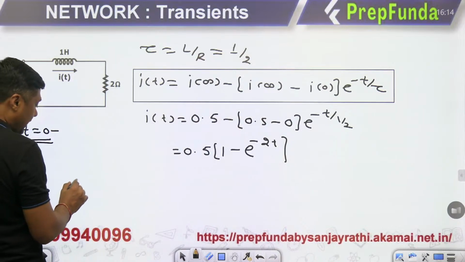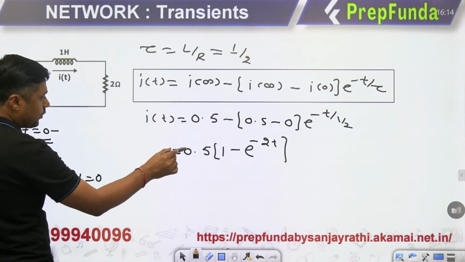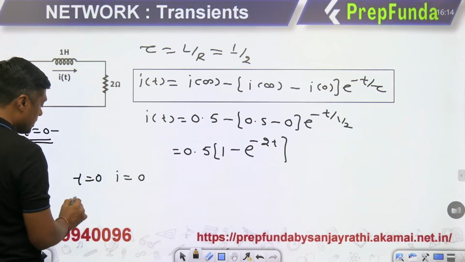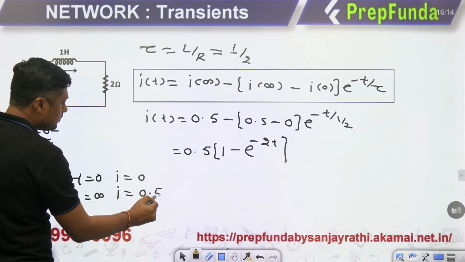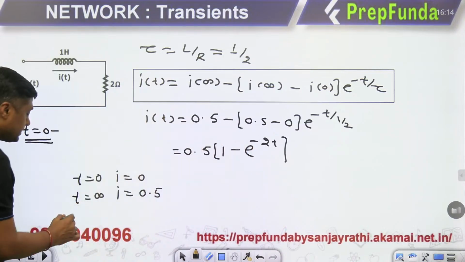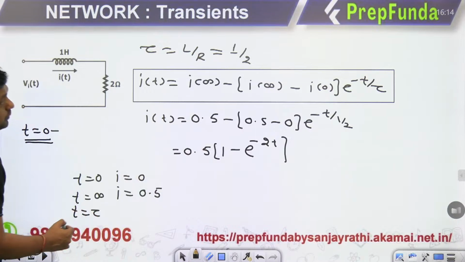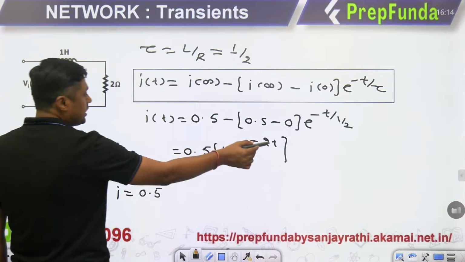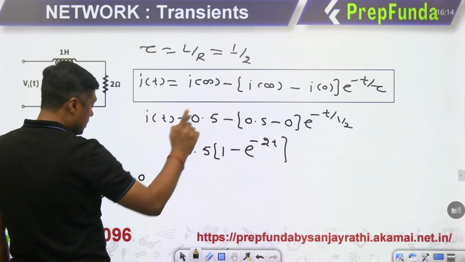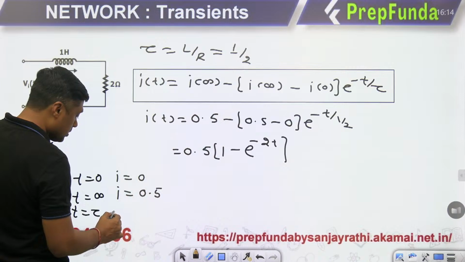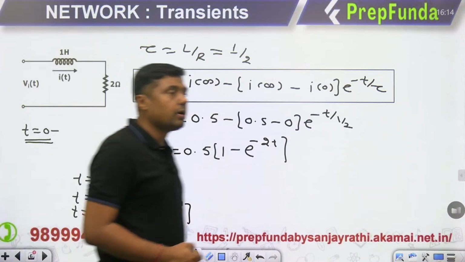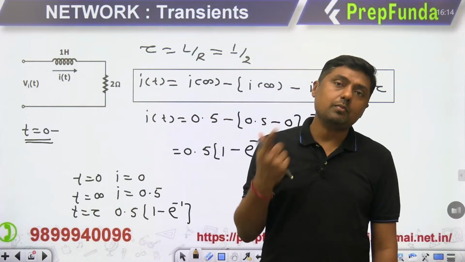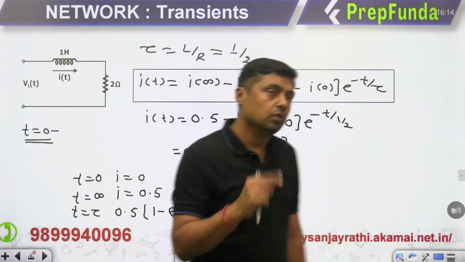Now, exactly at t equal to 0, you will get from this formula I is equal to 0. Exactly at t equal to infinity, I will become what? 0.5, because this term will become 0. But exactly at time constant, what is the time constant? 1 by 2. So when I am putting t is equal to 1 by 2, e raised to power minus 1, this value will become 0.5 (1 minus e raised to power minus 1). And what is the value of e raised to power minus 1? 0.368. So what is 1 minus 0.368? 0.632.